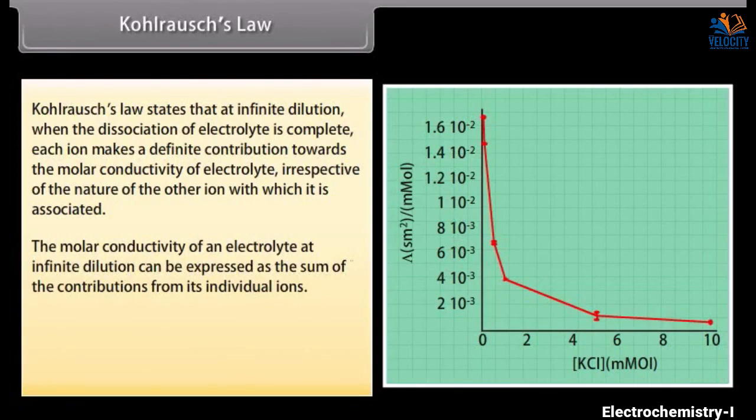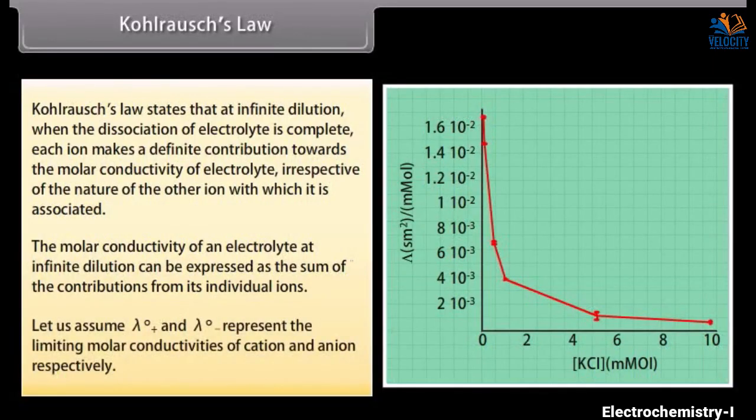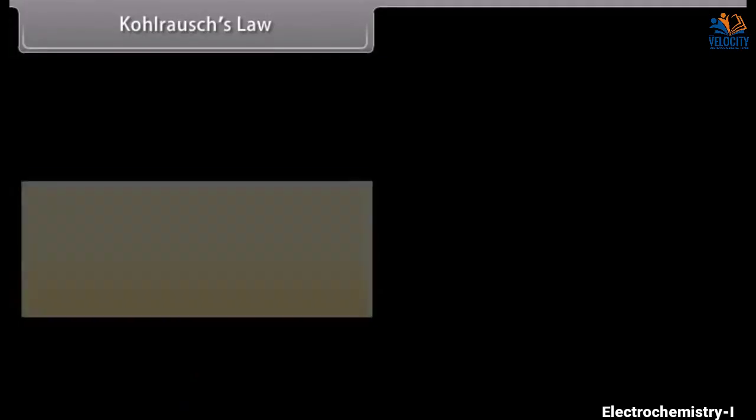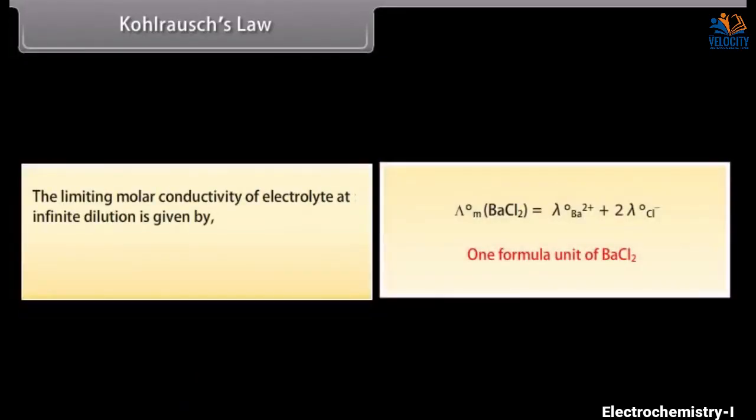Let us assume lambda naught positive and lambda naught negative represent the limiting molar conductivities of cation and anion respectively. The limiting molar conductivity of the electrolyte at infinite dilution is given by v positive lambda naught positive plus v negative lambda naught negative, where v positive and v negative represent the number of positive and negative ions furnished by each formula unit.